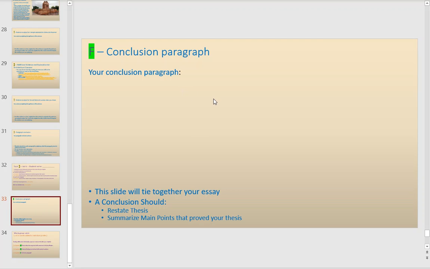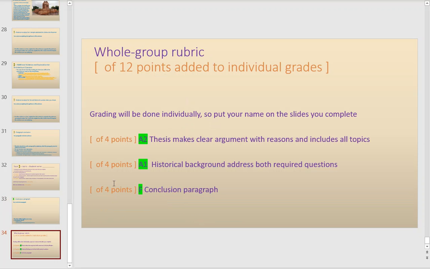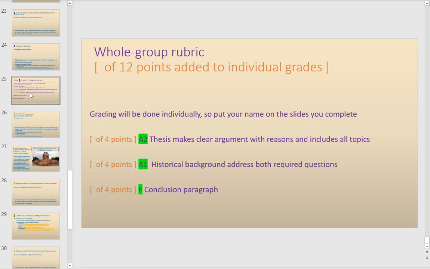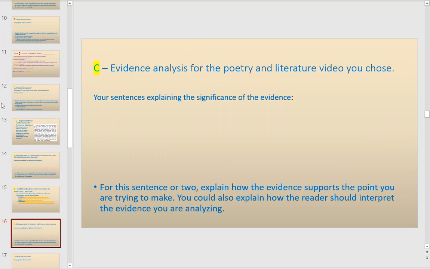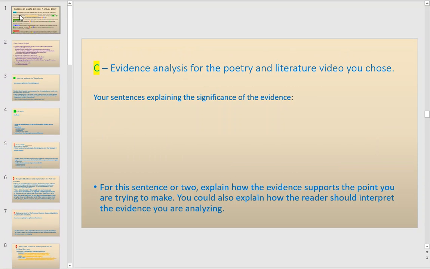If you're in the groups, because you're in class, then you'll sit around and talk and figure out, okay, what should be in our conclusion paragraph? How do we encapsulate everything that we studied and restate our thesis? All right, and then I grade your group stuff down here, and I add that to your individual grade for your total score. So that is how to do the Gupta Empire essay.